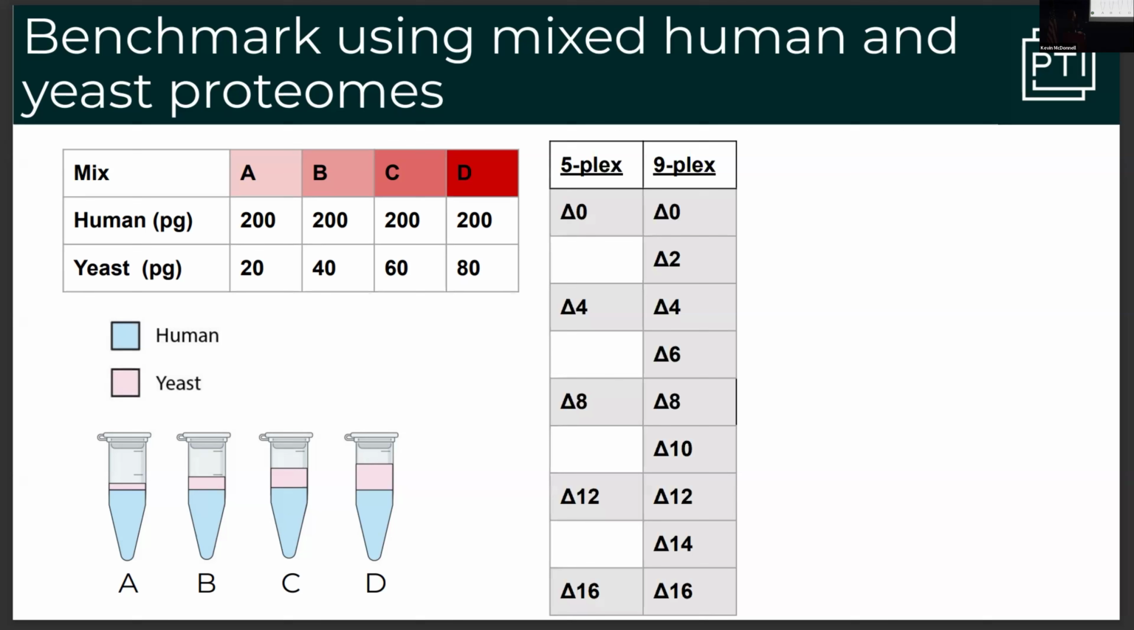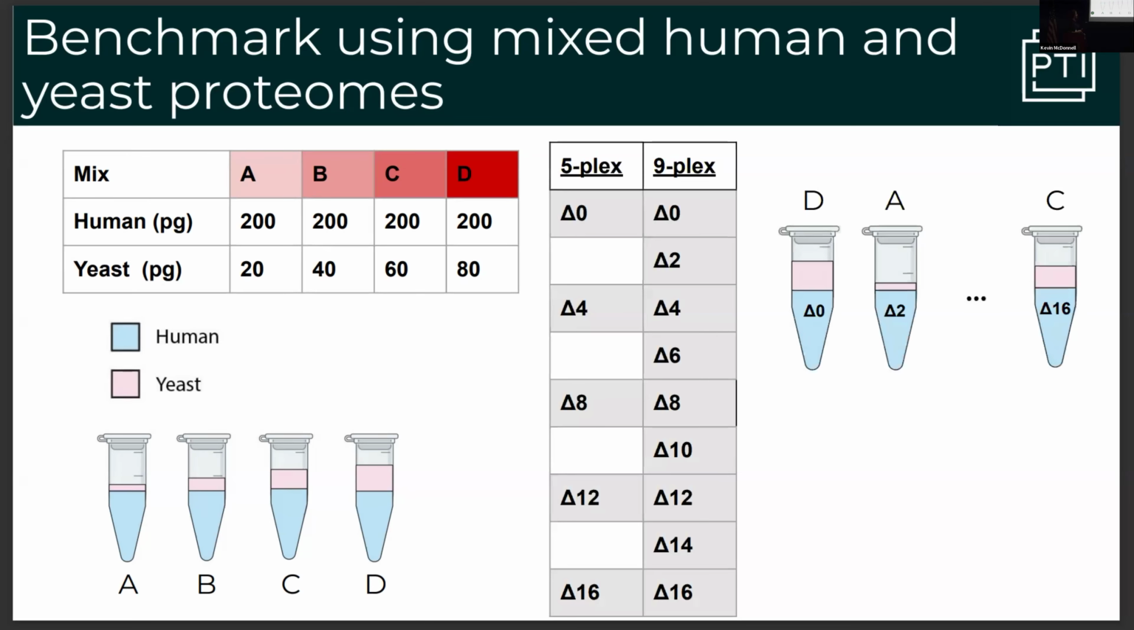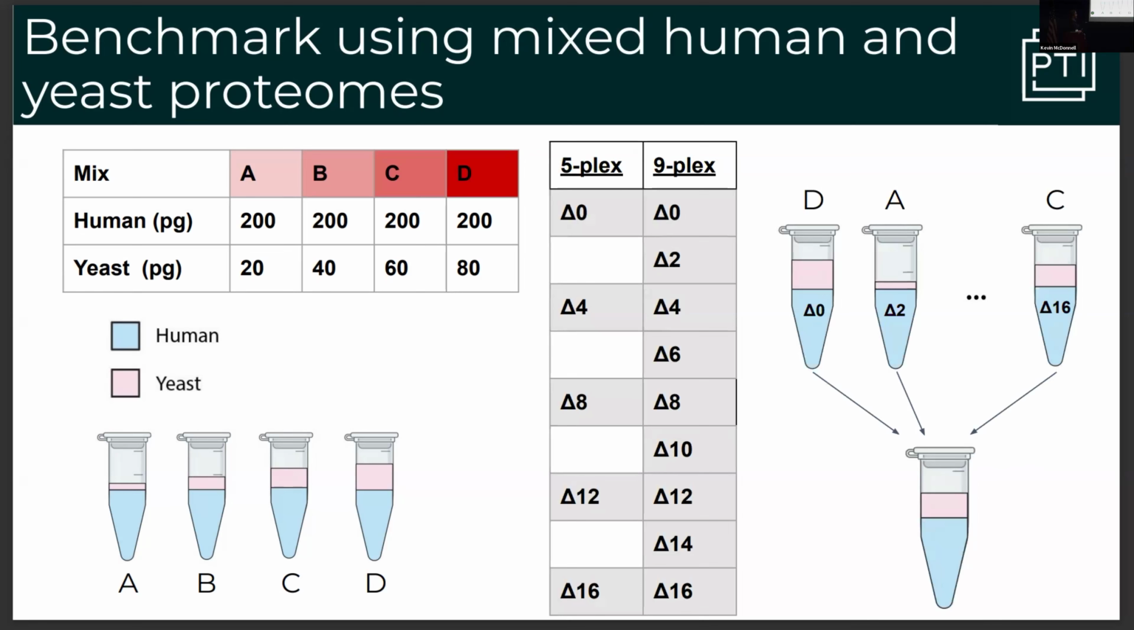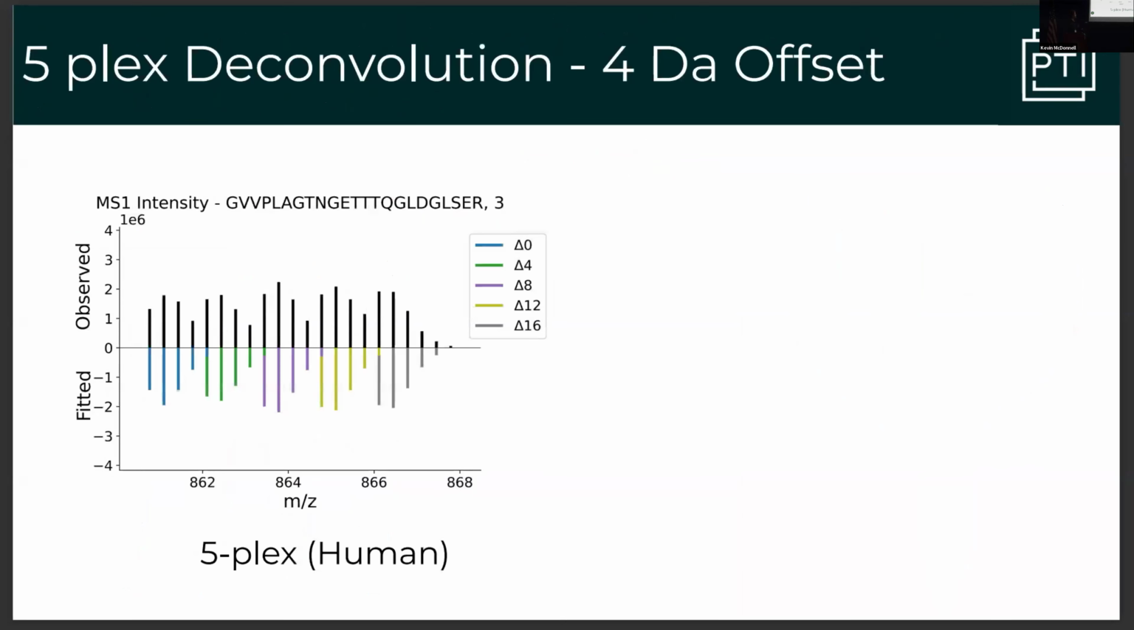And we evaluated this in the 5-plex and the 9-plex conditions. And we just label different mixtures for every different configuration of PSM tag, combine them, and then ideally the algorithm is able to give us back the quantities, particularly of yeast, the different relative abundances for the different mixtures.